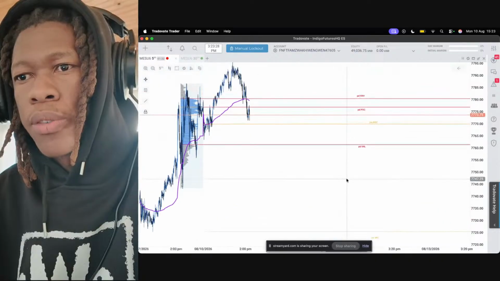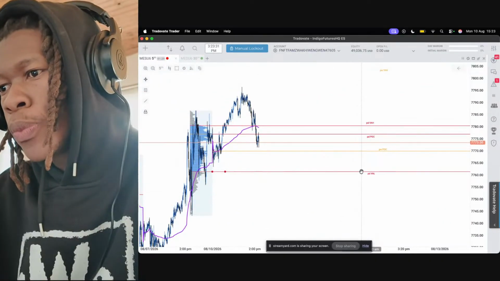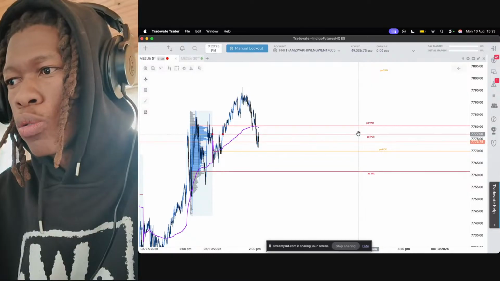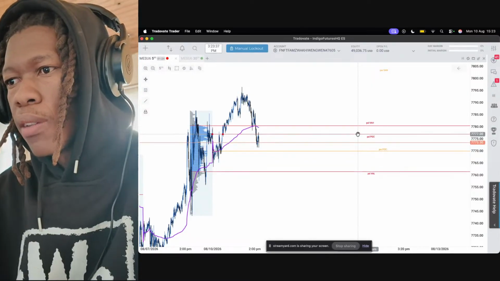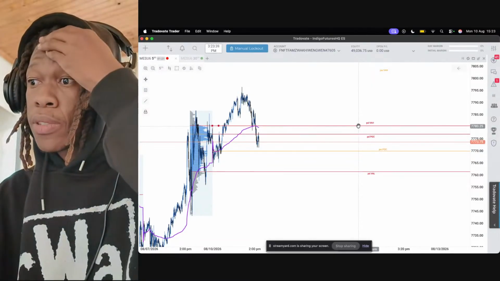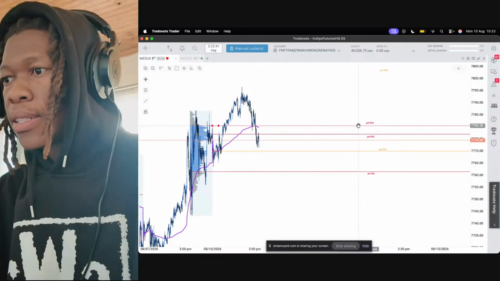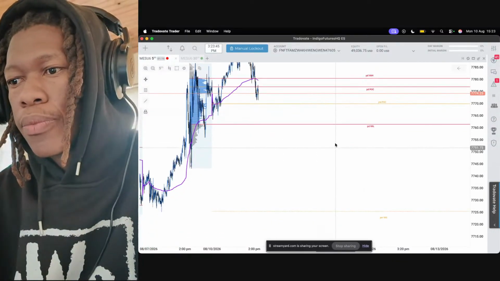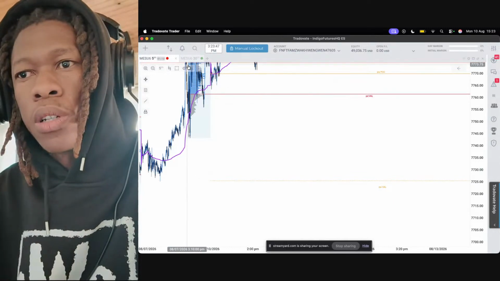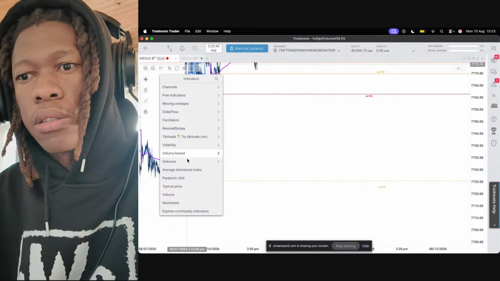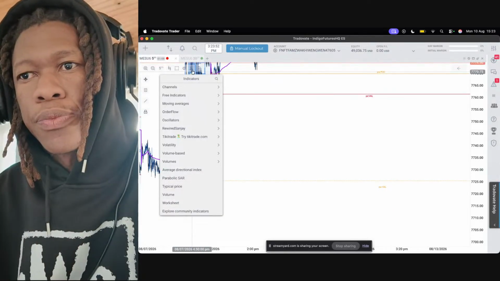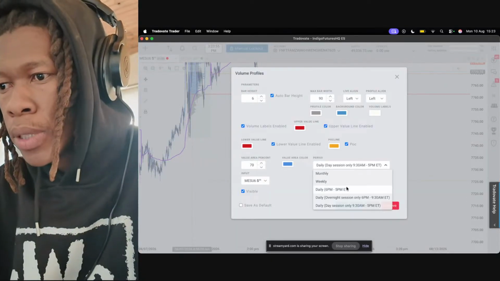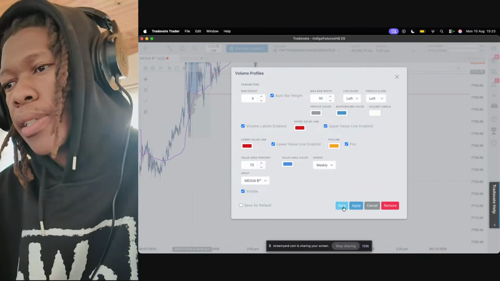So previous day value area low, 761.50. Previous day point of control, all sevens. Previous day value area high, 780.50. Previous week value area low. Let's just double check that. It's not how we do it. Weekly.